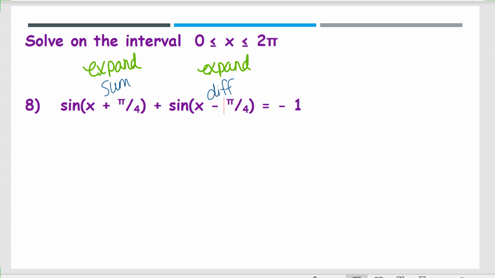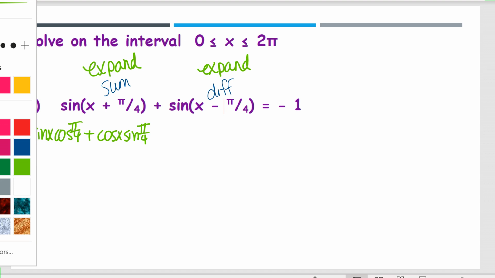Now, could you shortcut it? You could. Would you get the right answer? You possibly may. But y'all, you need to make sure that you're using the formulas as they're given. So a sum of sines is sine of the first angle multiplied by cosine of the second plus cosine of the first angle multiplied by sine of the second. Okay, sine of x cosine of pi over 4 plus cosine of x sine of pi over 4. That's the first one. Okay, got that one.